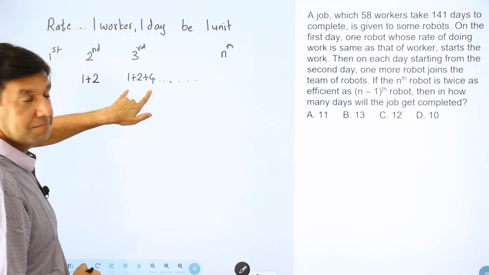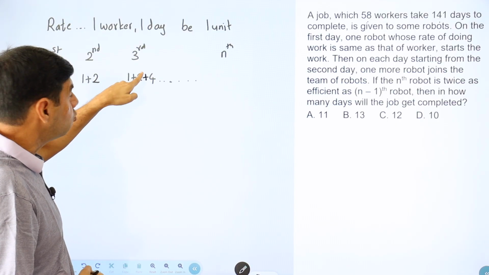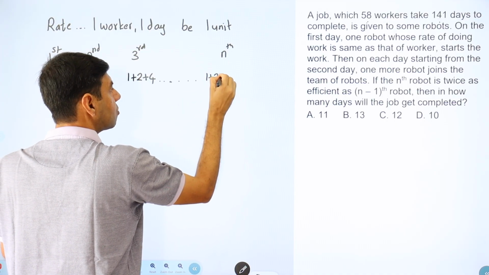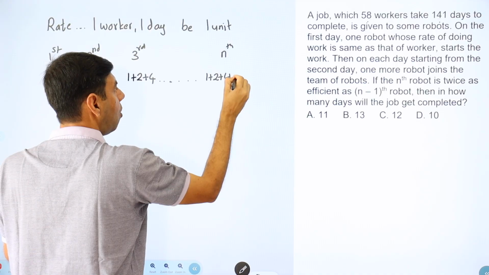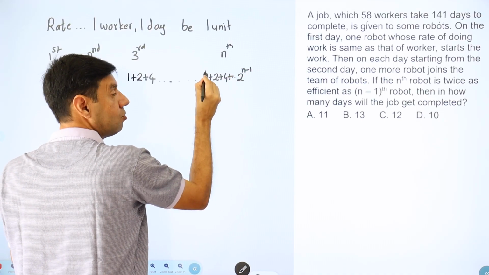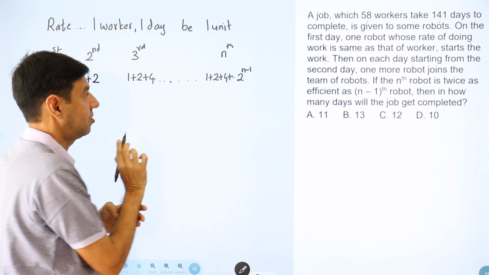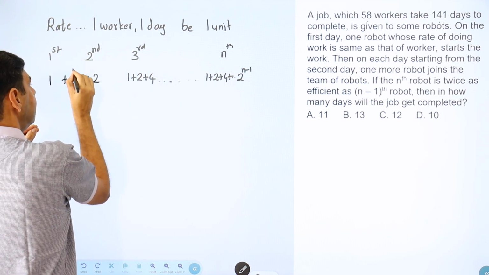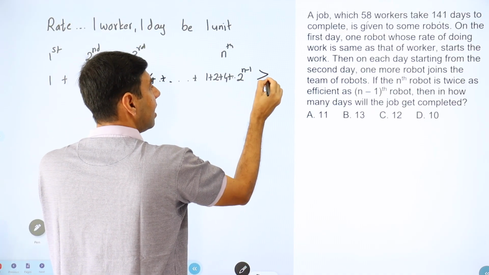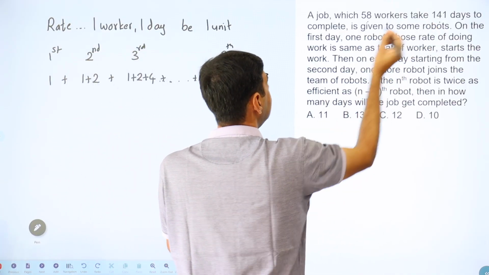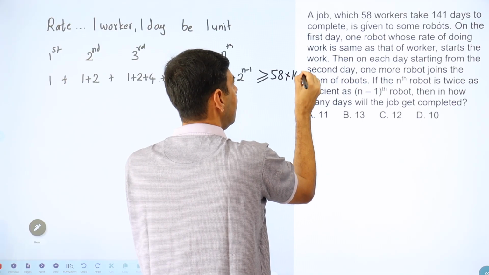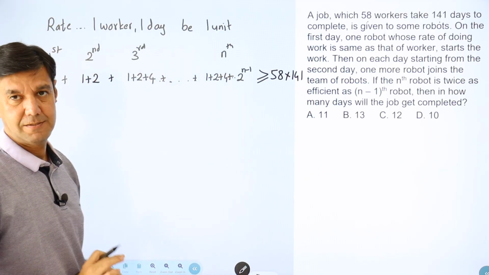There are 3 terms, but the last term is 2 squared. So on the nth day, the work done will be 1 plus 2 plus 4 plus so on, right up to 2 raised to n minus 1. It starts with 2 raised to 0. So there are n robots working. And this sum should become, at least, if my work needs to get done, it should be as good as 58 into 141. This many units is the work.